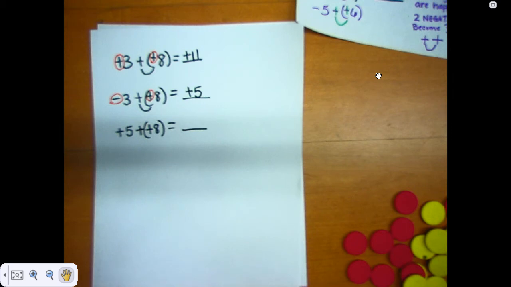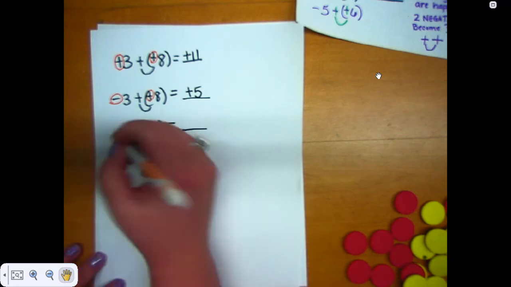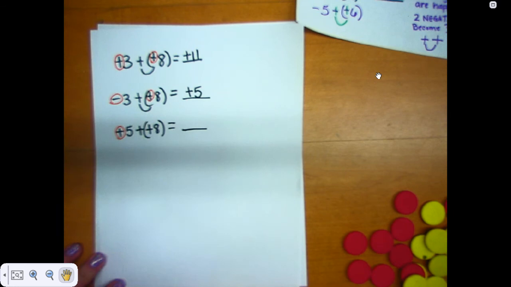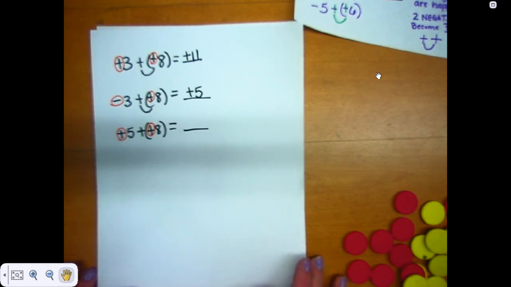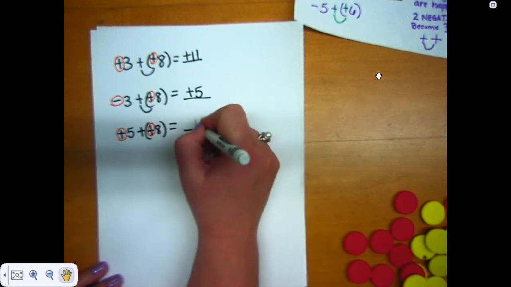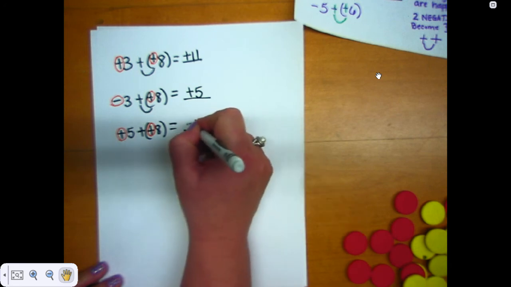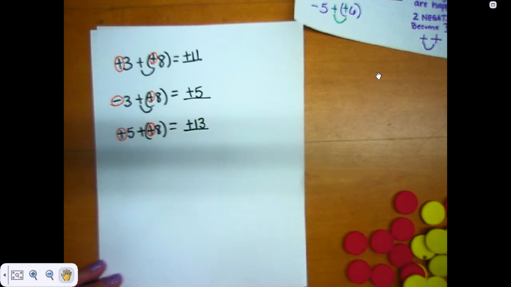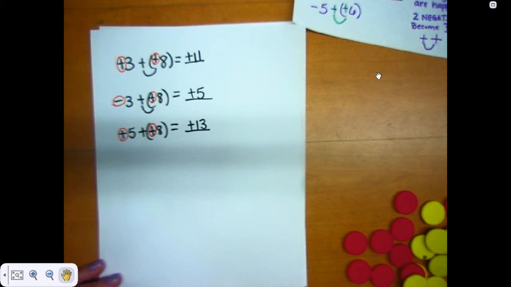So now I saw the sign, and it opened up my eyes. I saw the sign. I'm going to circle those signs. Positive 5 and positive 8. My signs are the same. Same means sum. So I'm going to add. 8 plus 5 is what? 13. And what sign would that be? Positive. How do you know? All the signs are positive. Let's try another one.